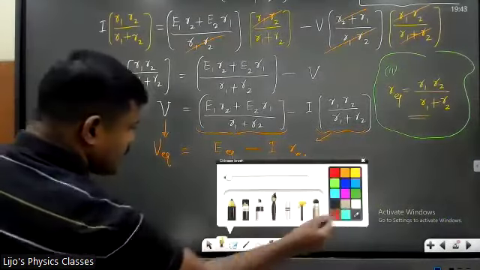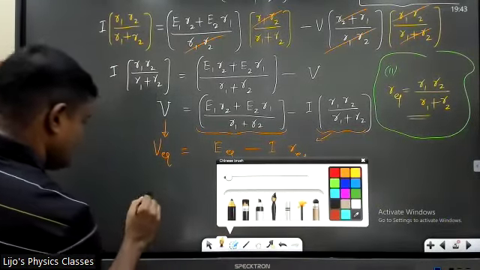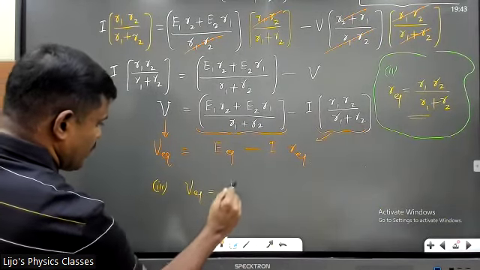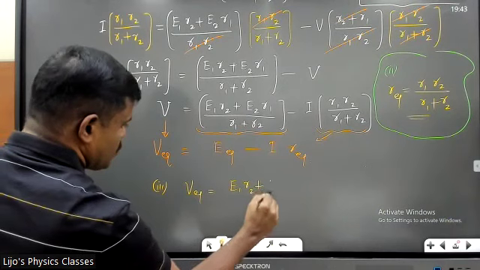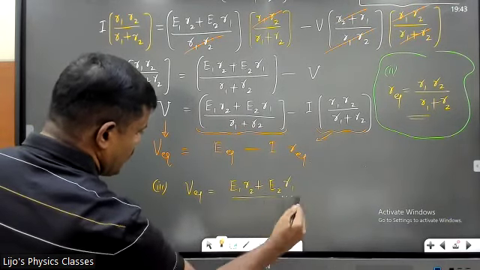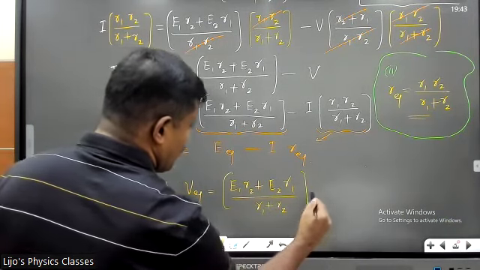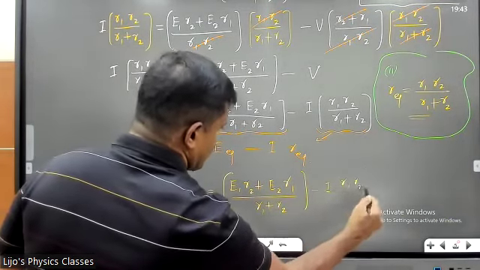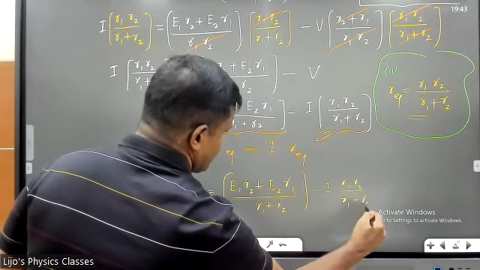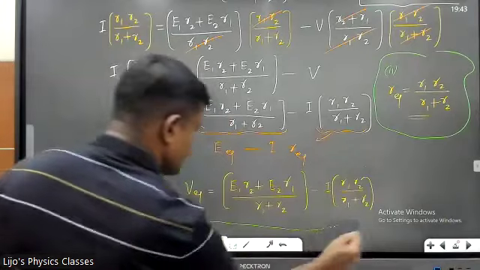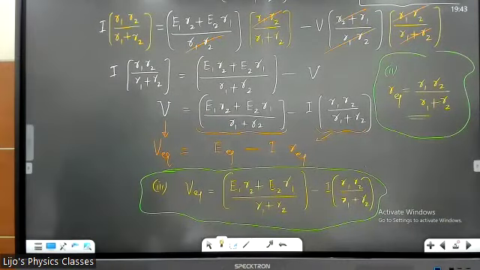The third question is to get V equivalent. How to get V equivalent? E1 R2 plus E2 R1 by R1 plus R2 minus of I into R1 R2 by R1 plus R2, the final equation. This is our third answer. All right, all the green circle ones are the answers. All of you understood this?